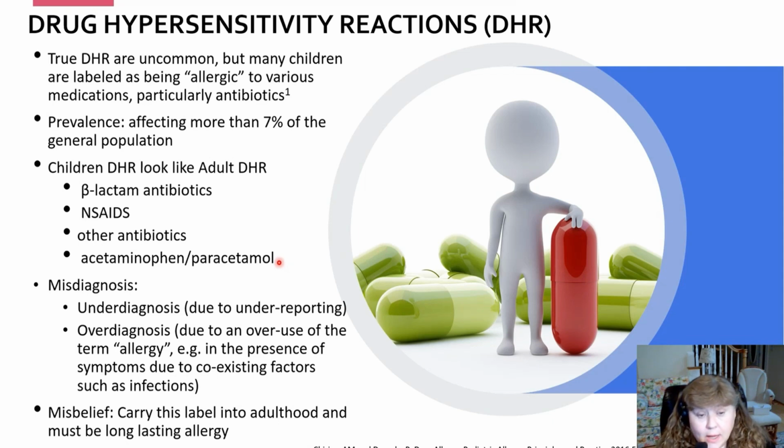So, true drug hypersensitivity reactions are uncommon, but many children are labeled as being allergic to drugs, especially antibiotics. The prevalence is about 7% of the general population, and we know that drug hypersensitivity reactions in children look very much like they do in adults, at least for beta-lactam antibiotics, NSAIDs, several other antibiotics, and also acetaminophen. We know that there are often misdiagnoses of drug allergies, both underdiagnosis, but probably more commonly overdiagnosis due to other factors that may be present.